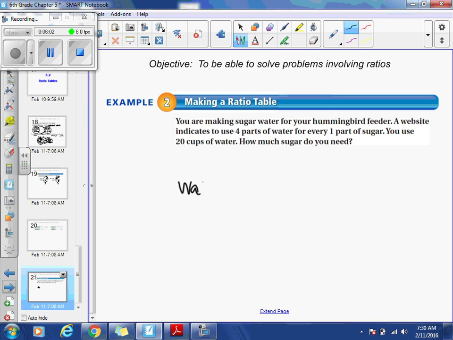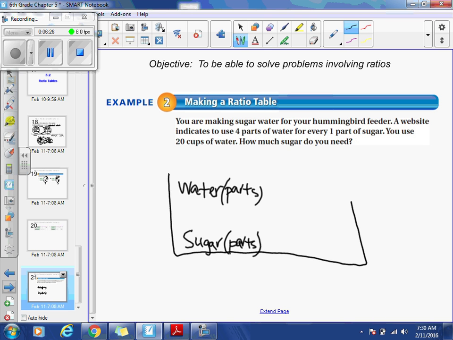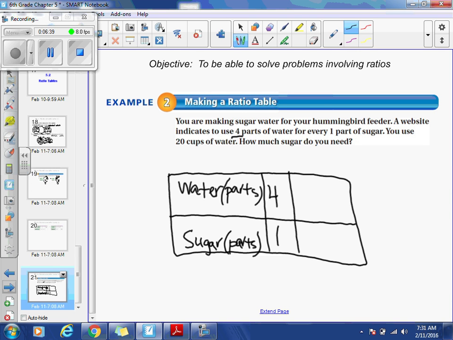So I'm going to use a ratio table for this. So the 2 things we have are water, and it doesn't say cups or anything like that, so we're just going to say parts, and sugar. And if it was cups, I'd write cups. If it was tablespoons, I'd write tablespoons, but it just says parts. Okay, so here's my ratio table. All right, so the first one it gives me says 4 parts of water. So I'm going to put that in the water row for every 1 part of sugar. Okay, so there's my first ratio.